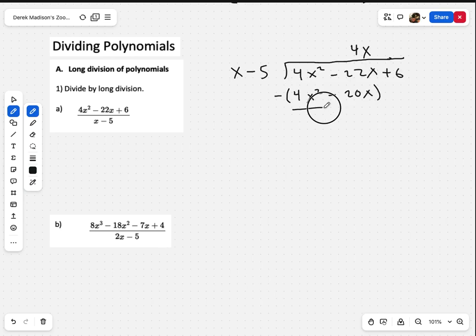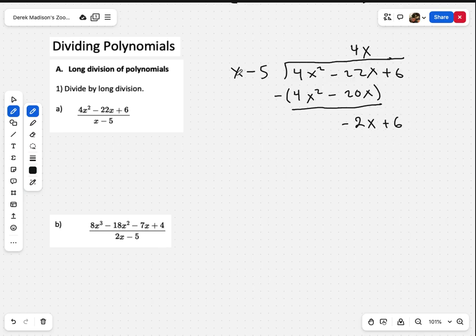And then we subtract. The hard part is right there on those second terms. The 4 minus 4 is great. That cancels. That should happen every time. That's how we're picking what we're going to multiply by up here. The minus 22 minus the negative 20, it's kind of keeping track of all of those signs. So careful on this one. It's minus 22 plus 20 because it's minus a negative. So then that would make this negative 2x, and we'll bring down that 6.